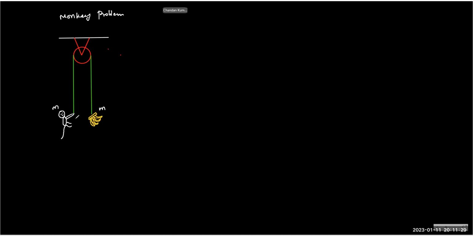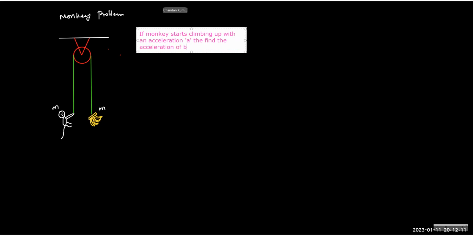Question to you is, if the monkey starts climbing the rope with an acceleration a, what will be the acceleration of the banana? If the monkey starts climbing up with an acceleration a, then find the acceleration of the banana. Question is clear?